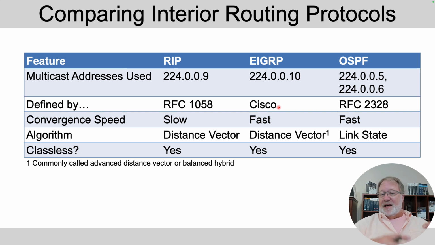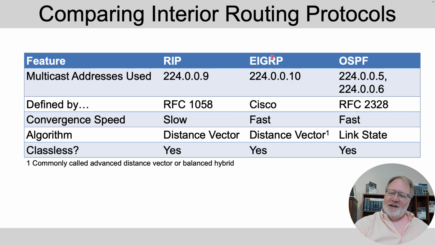Now, convergence, that process by which the routing protocol recognizes there's a failure or a link that comes back up and reconverges to the new best route. EIGRP and OSPF are fast. RIP is notoriously slow. So that's one of the reasons why RIP is far less popular than OSPF and EIGRP. There's an underlying algorithm called distance vector with RIP and link state with OSPF. Those are the clearest terms.